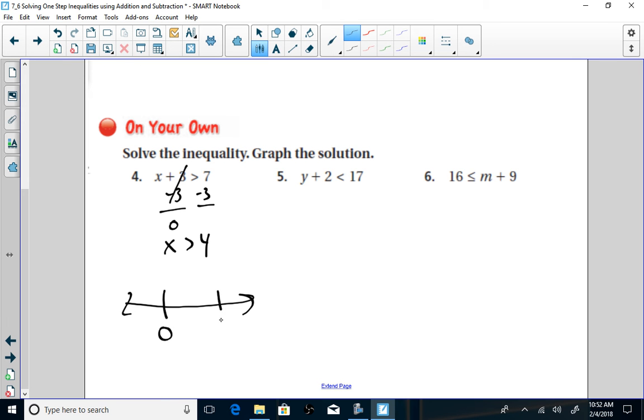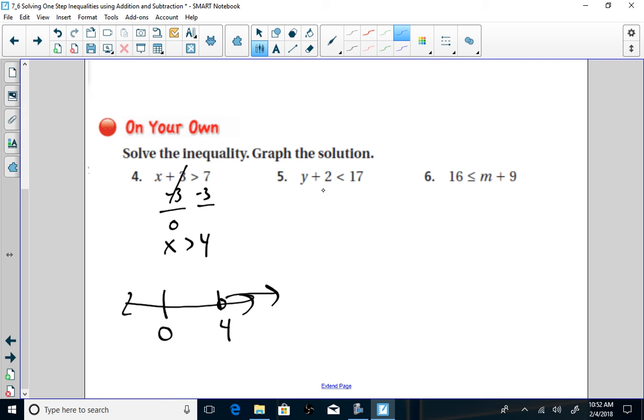So I can write 0. I can write 4. 4 is going to be circled, right? But it's an open circle, and the solutions are going to be to the right of 4 on the number line. Check it with a value that's to the right of 4 on the number line. Let's try 10. Is 10 plus 3 greater than 7? Yes, it is.